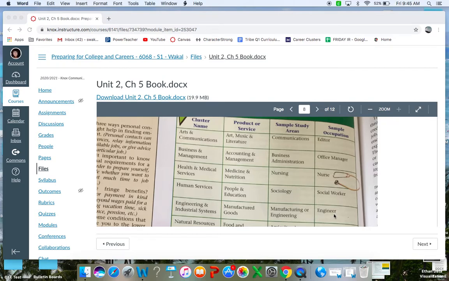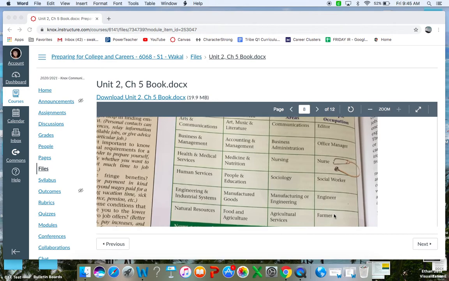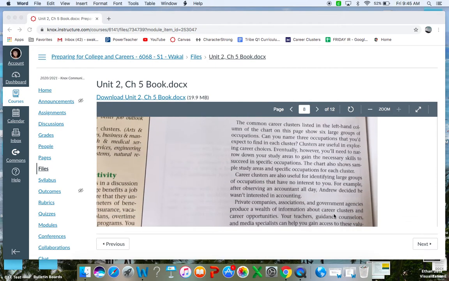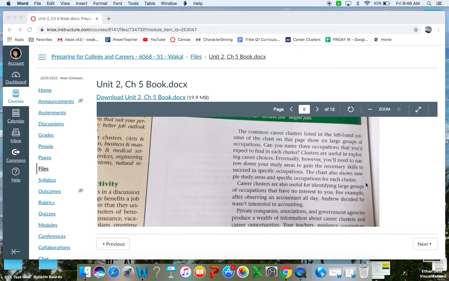Okay, so hopefully you understand this chart a little bit. There's another one here, and you can look at that here in a minute. But usually, it has to go together. The cluster has to go together. That's how they break these down. Okay, the common clusters, and this kind of explains it a little bit here. Can you name 3 occupations that you'd expect to find in each cluster? Clusters are useful in exploring career choices.